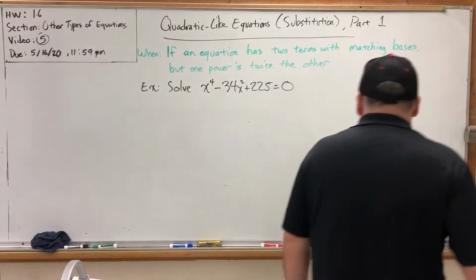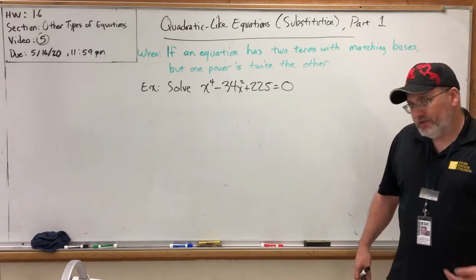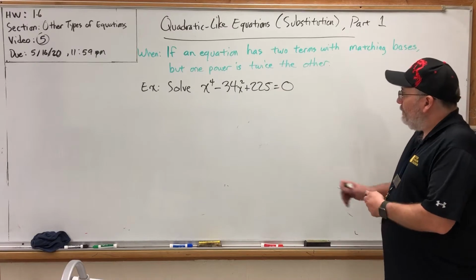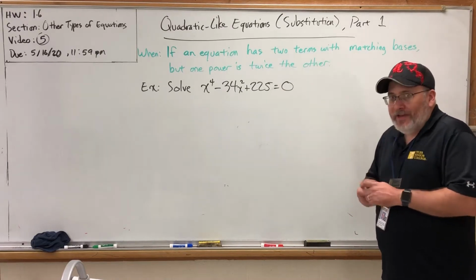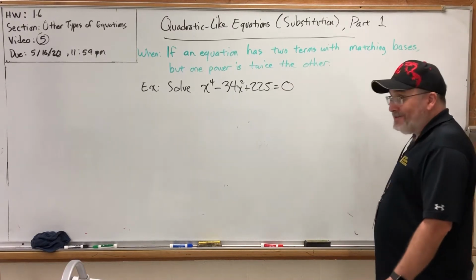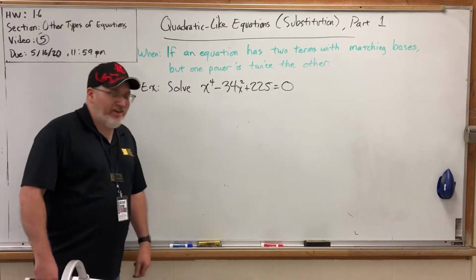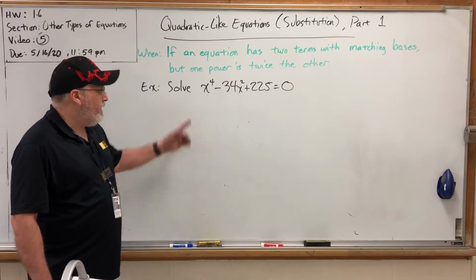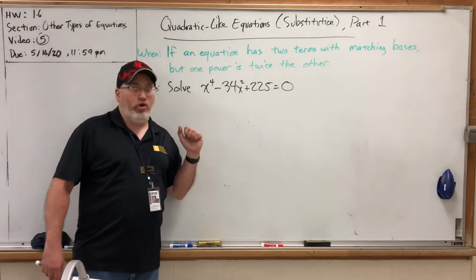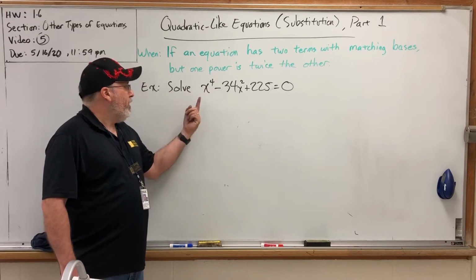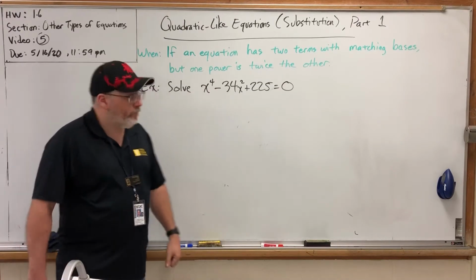But we can trick it into thinking it's a quadratic equation temporarily. How do we know when we can do this, and when we can, how do we pull it off? Well, the when is easy to explain. If an equation has two terms with matching bases, a base is a part that has a power on it. So in x to the 4th, 4 is the power, but x is the base.